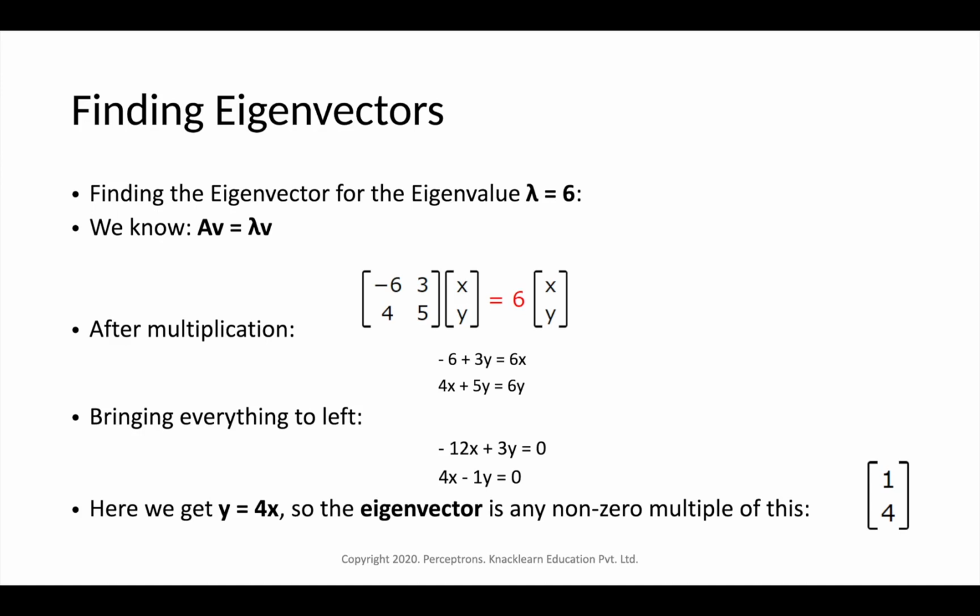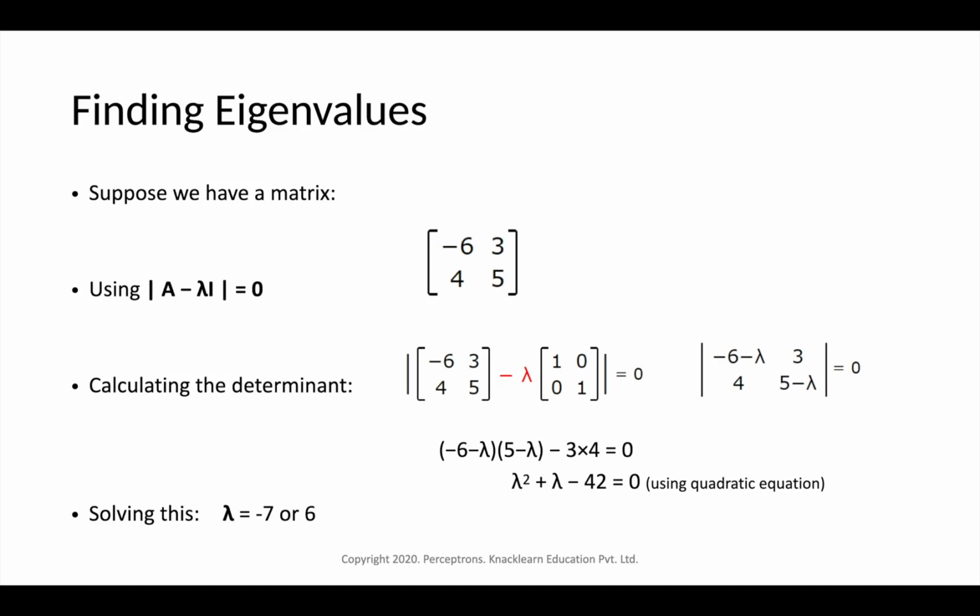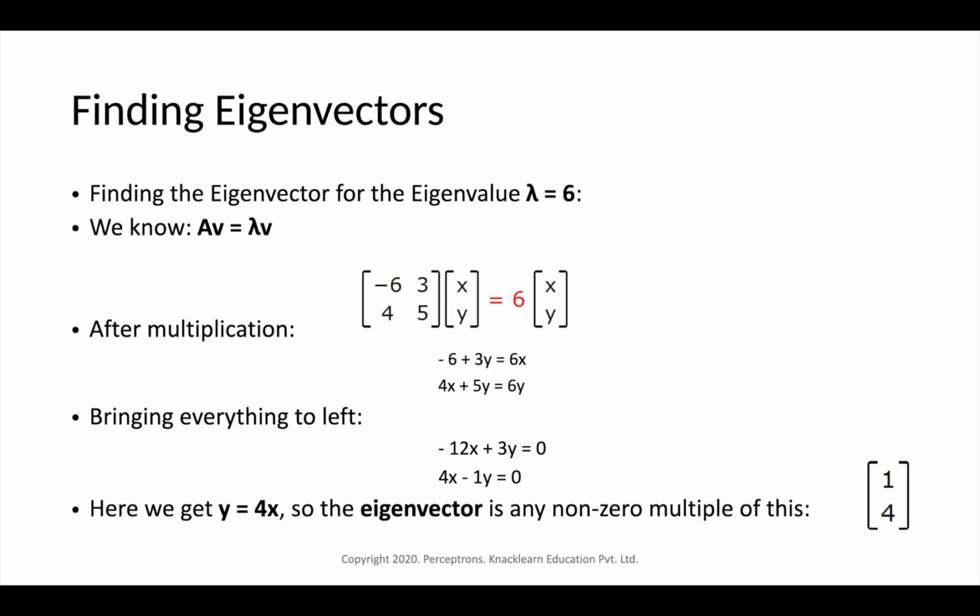So the eigenvector is any non-zero multiple of this, that is x is 1 and y is 4. So y equal to 4x, that is 1 and 4. So this is what we are getting right now. This is our eigenvector. So this is how you can find out the eigenvector as well as the eigenvalue. We saw how to calculate the eigenvalue and how to compute the eigenvector.